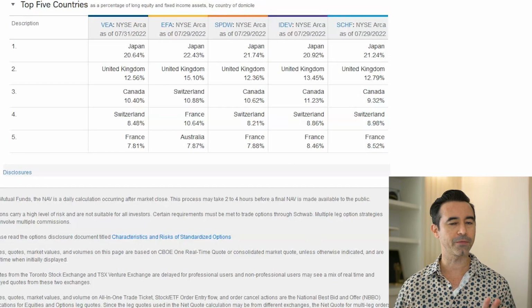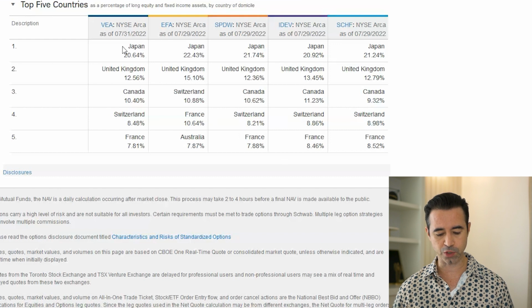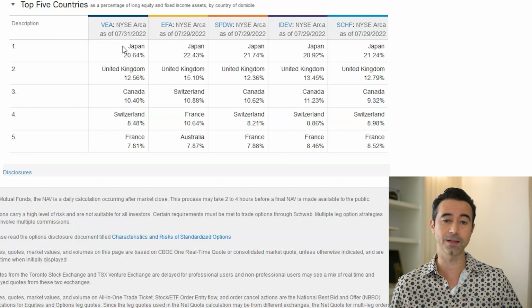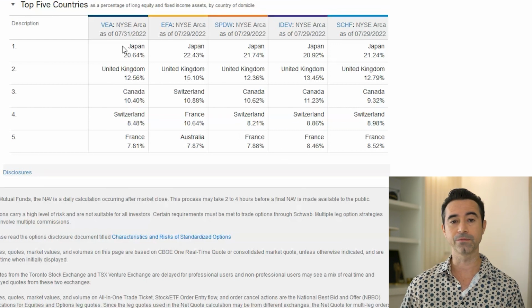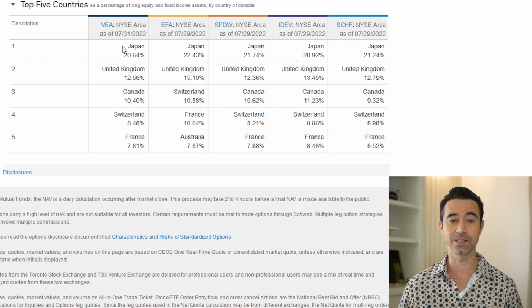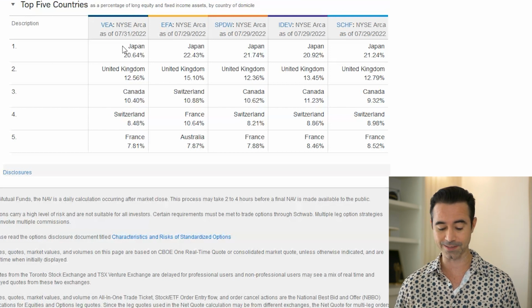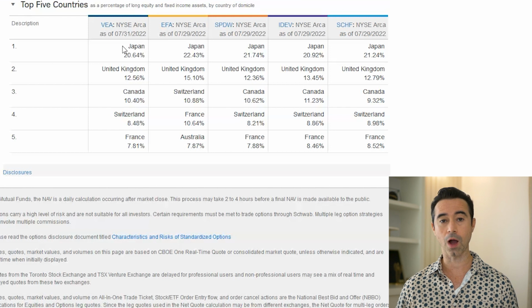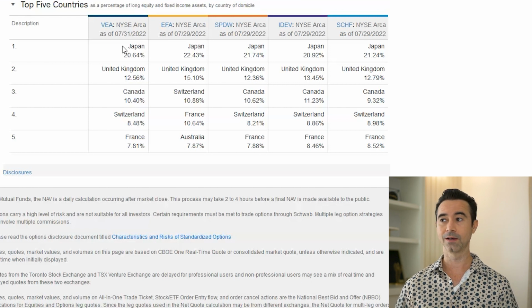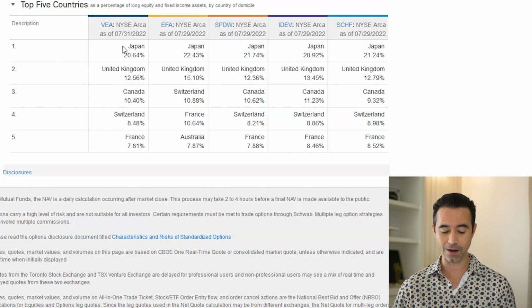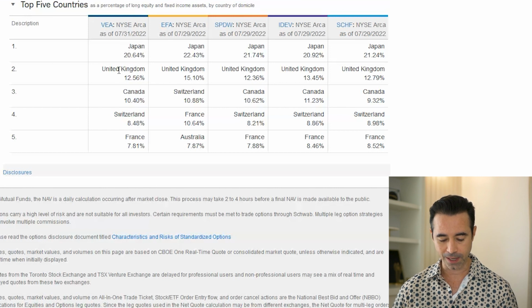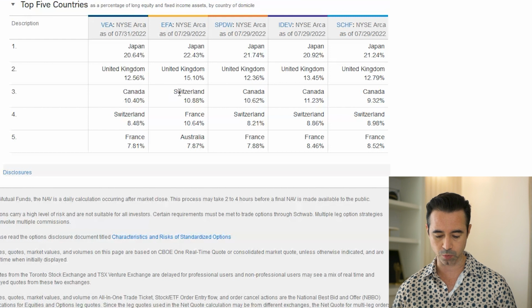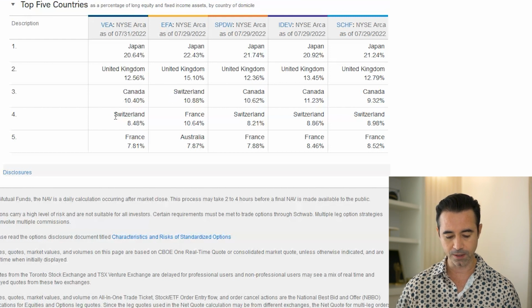And so let's talk about the top 5 countries in each of these ETFs. Japan is number one in all of these. So Japan apparently is very popular right now to be investing in. I guess they're finding a lot of decent stocks that they like inside Japan. I'm not sure why. Maybe valuation, maybe it's super cheap there. Japan is number 1, UK number 2, Canada is number 3 in some of them, and Switzerland is number 3 in EFA.